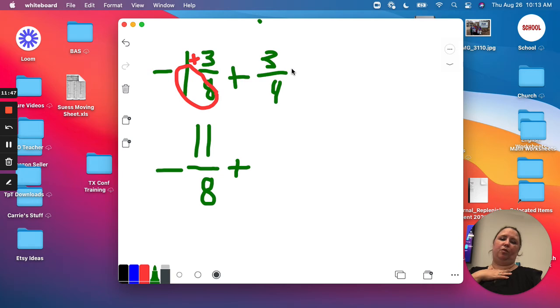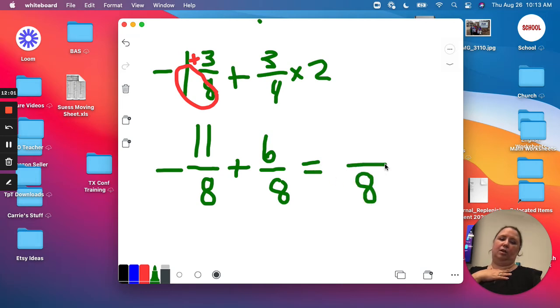So what times 4 will give me 8? So we're going to multiply both top and bottom by 2. What is 3 times 2? 6. So this is 6. And then the bottom number is 8. So when you're adding and subtracting, the denominator does not change. So I could go ahead and write it over there.